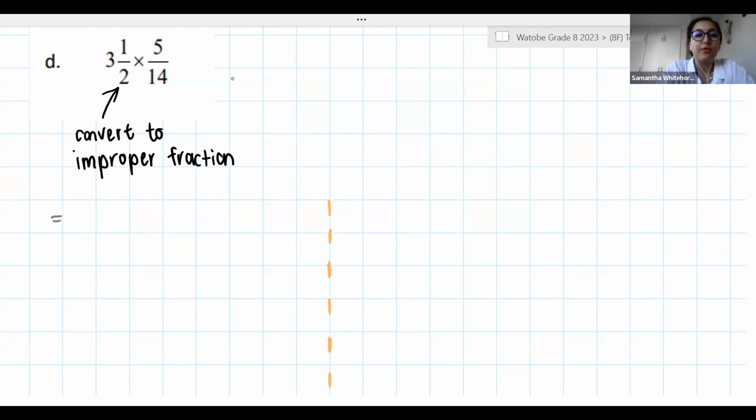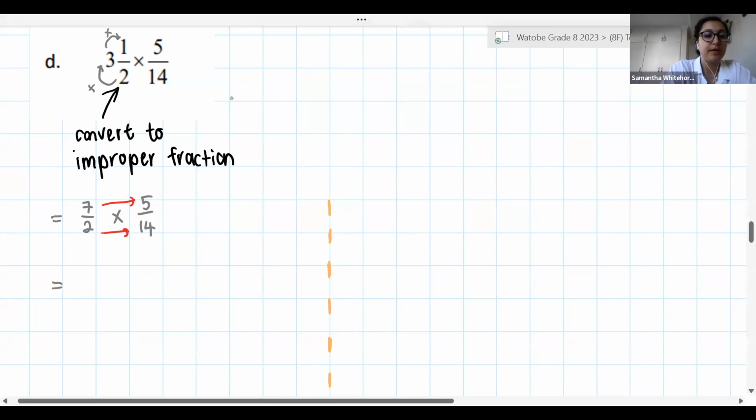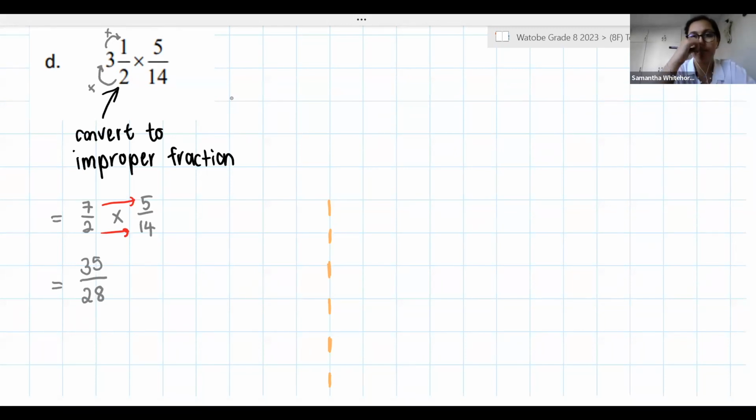Firstly, to convert to an improper fraction, remember we multiply the denominator with the whole number. So we say 2 times 3, which is 6. And then we add the numerator. So that's 7 over 2 times 5 over 14. From this point, we now do our multiplication. So we say 7 times 5 and 2 times 14. 7 times 5 is 35. 2 times 14 is 28.